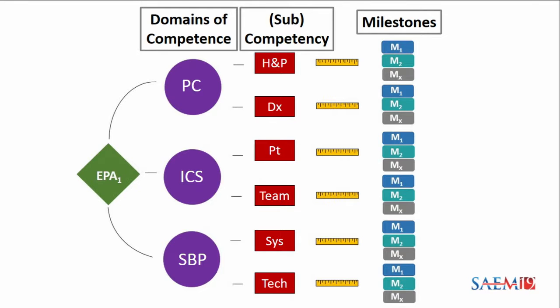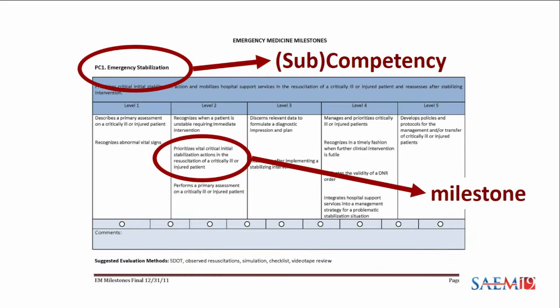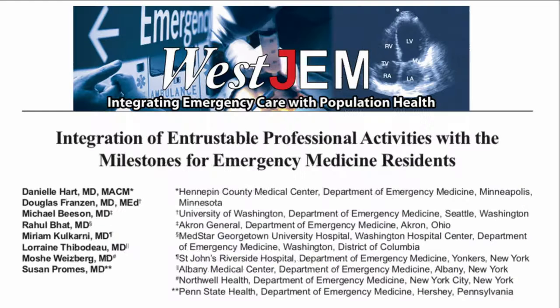And then beyond that, we look at what individual milestones are linked to those EPAs. So not just what sub-competency, what group, but which individual ones from which level are linked to that EPA that we're talking about. And so I did this with a phenomenal group of collaborators a few years ago. It was just published in WestJEM this past year, of how do we create a list of EPAs for emergency medicine and then link all of those milestones back to those EPAs.